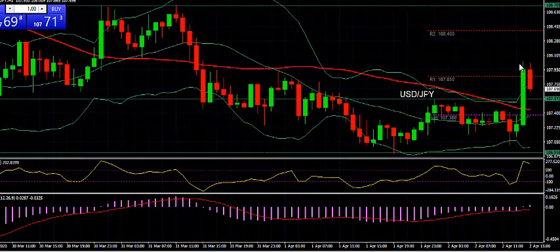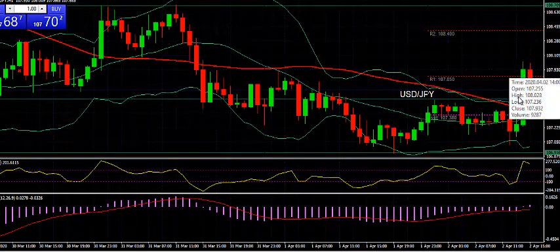So I came up with a strategy, and I use a 3-pip entry. And that rule means that, based on the signal candle high, in this case, the high is at approximately 3.